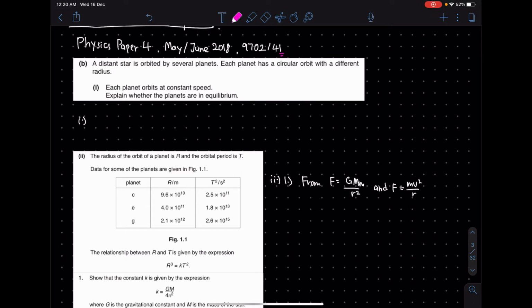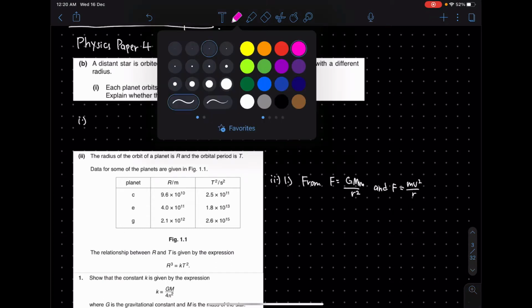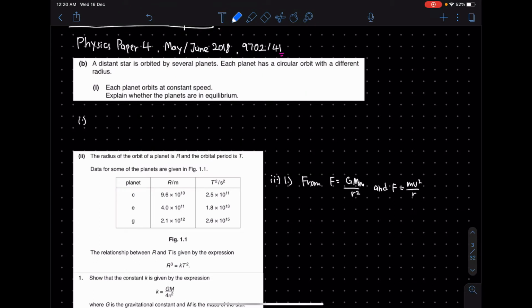So this question asks that there's a distant star which is orbited by several planets. Each planet has a circular orbit with a different radius. Each planet orbits at constant speed. Explain whether the planets are in equilibrium. So this question borrows our knowledge from the last chapter in circular motion.